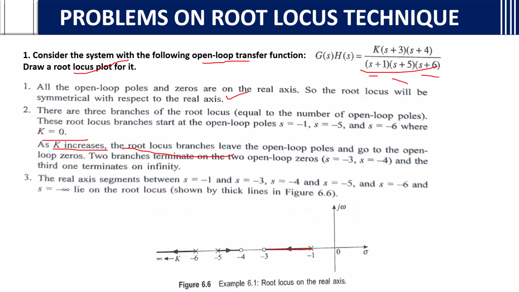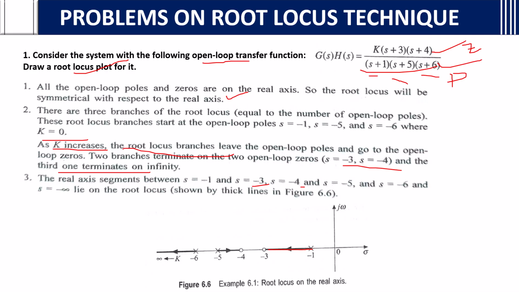Two branches terminate on the two open loop zeros, s equals minus 3 and minus 4. These upper ones are zeros, as you know; the lower ones are poles. They move from poles to zeros. The zeros are minus 3 and minus 4. And the third one, that is minus 6, will terminate at infinity.